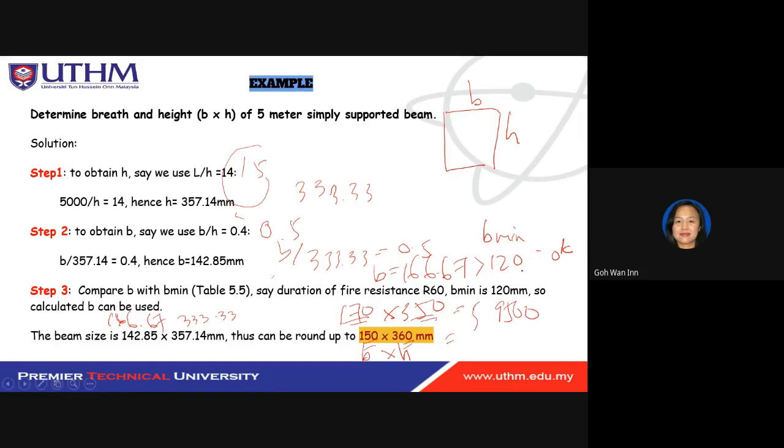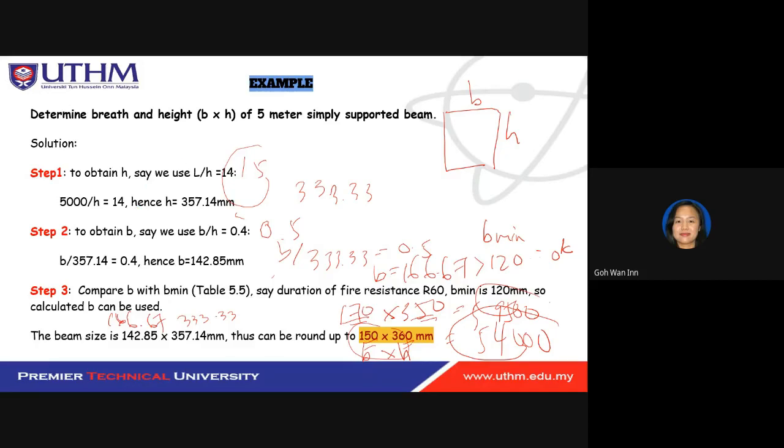So 150 times 360, you will get 54000. Okay, so this beam is a smaller size compared to this one, but it's not much different, only a little bit. In terms of cost, this one of course will save you more, isn't it? Because the area is smaller. So you are the designer, you can decide the beam size, but it needs to be within this range.